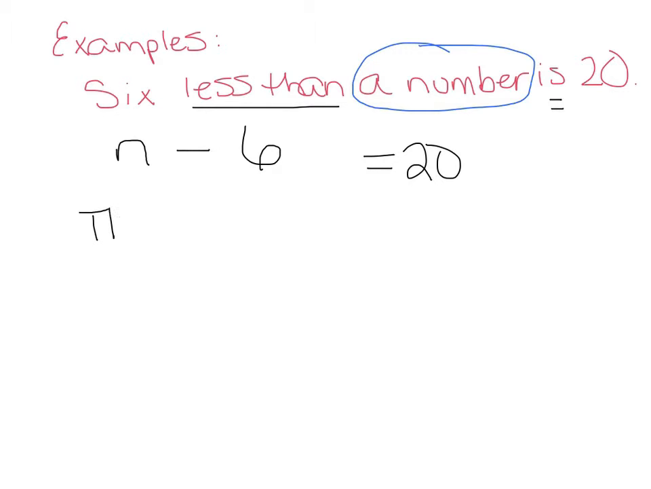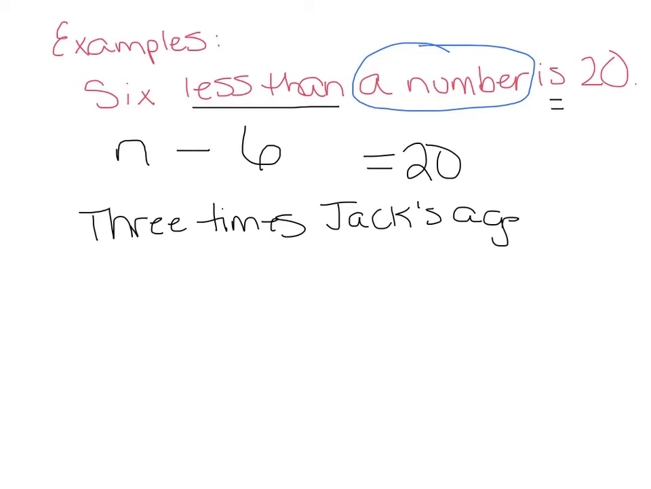3 times Jack's age equals 12. Okay, in this case, they gave you equals instead of using is, so that's your equal right there. I'm actually going to erase that circle because I don't want to confuse you. I said to use the circle for variables, so we'll take that out there.